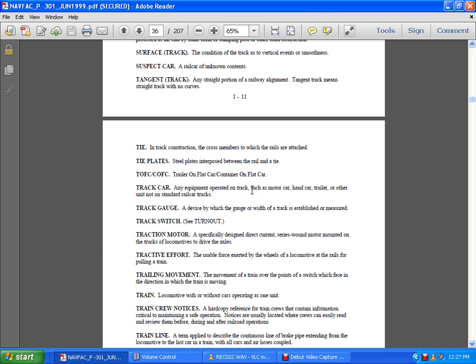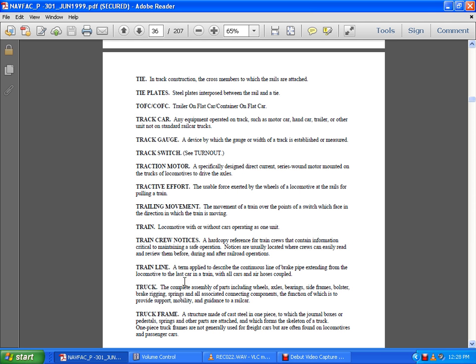A train is a locomotive with or without cars operating as one unit. A train crew notice is a hard copy reference for train crews that contains the information for maintaining safe operation. The notice is usually located at a crew station and is easily read and reviewed before and during railroad operation. The train line is a term expressly devised for the continuous line of brake pipe extending from the locomotive to the last car of the train, where all cars and air hoses are coupled.